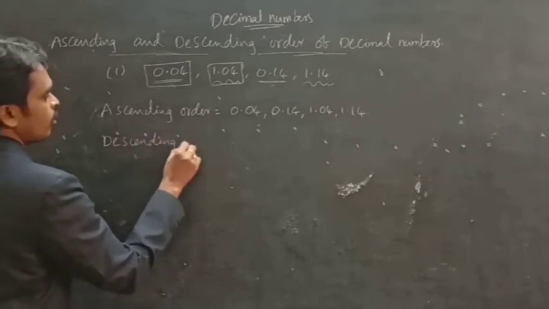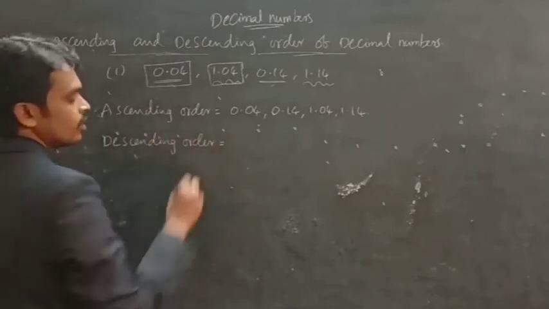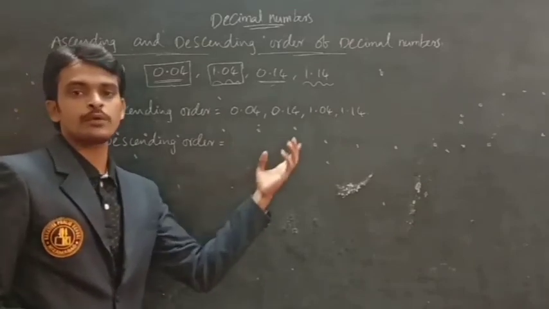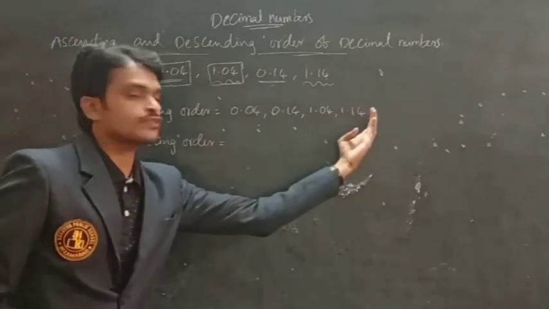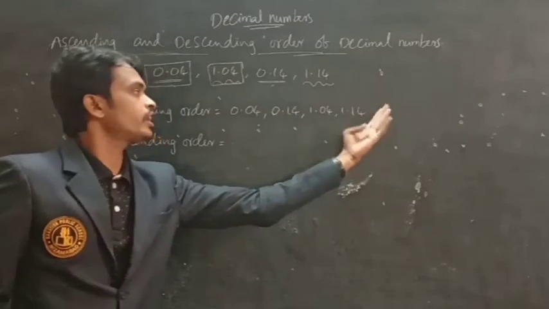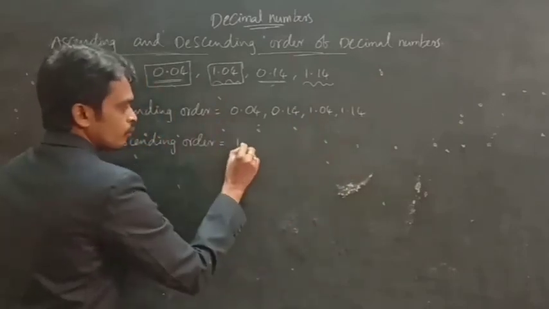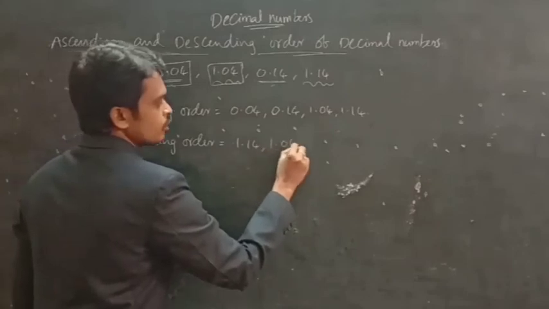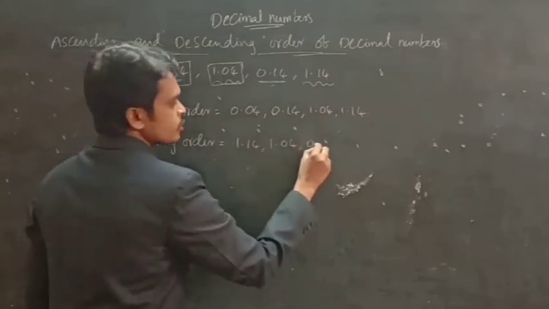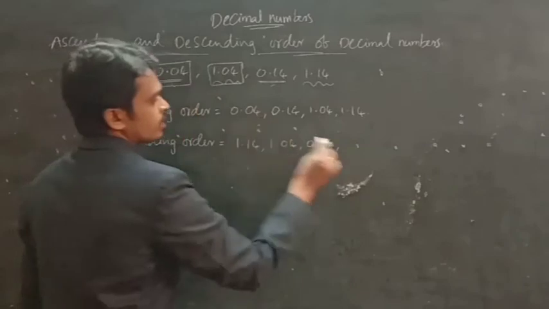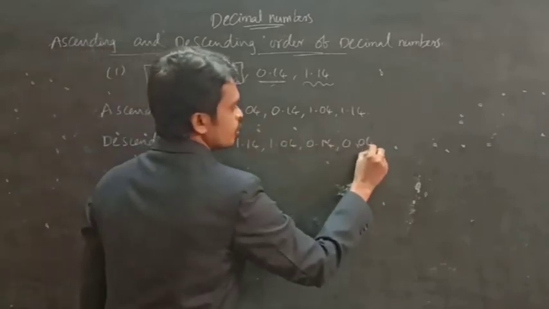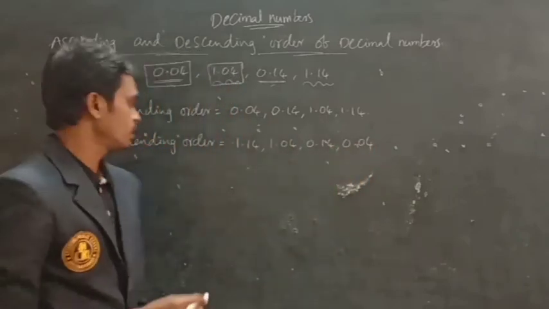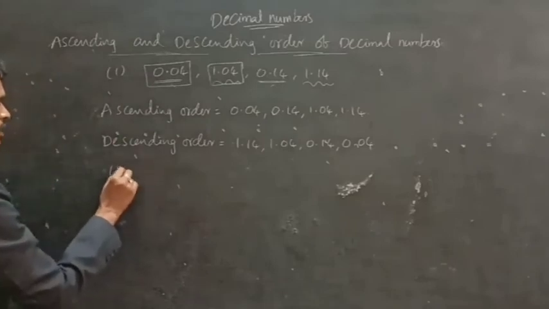And now descending order. The descending order is quite the opposite of ascending order. Let's start from here, going from here to here: 1.14, next 1.04, next 0.14, and last 0.04.